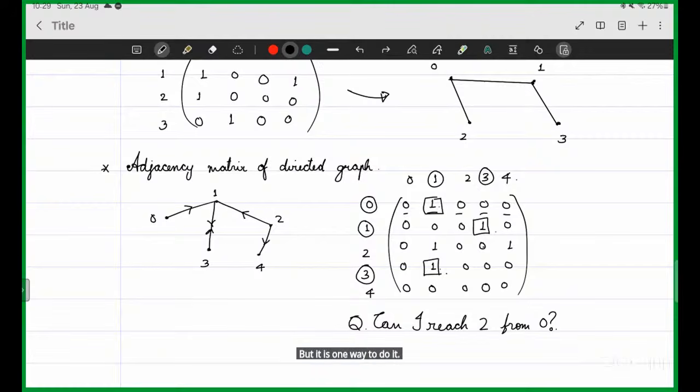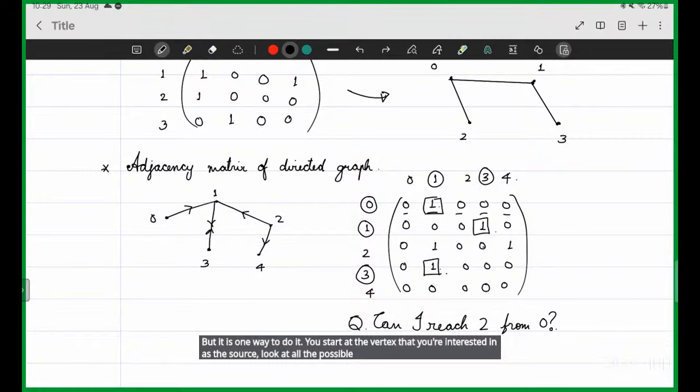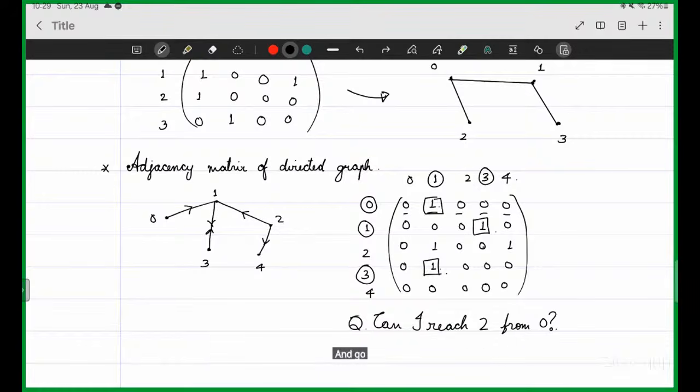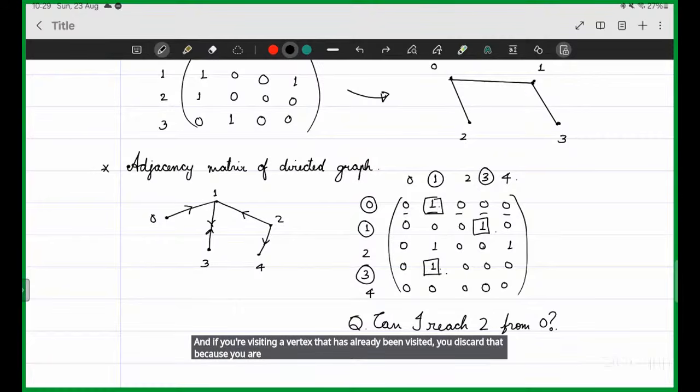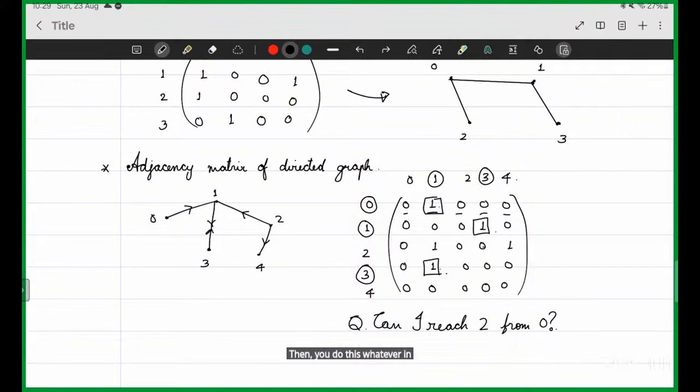You start at the vertex that you're interested in as the source, look at all the possible ones, mark them, and go to those rows and look at all the ones there, mark them. And if you're visiting a vertex that has already been visited, you discard that because you're running in cycles then. Then you do this, in whatever inefficient way, and see if you can reach whatever vertex you intend to.